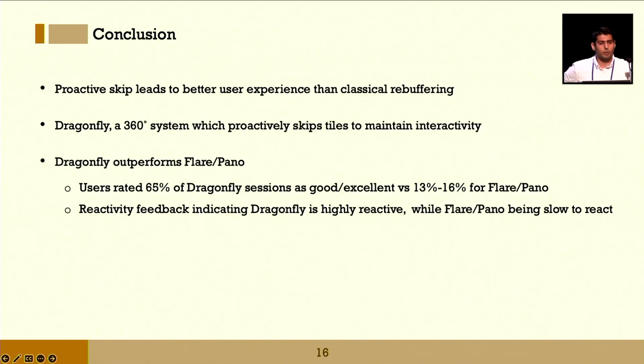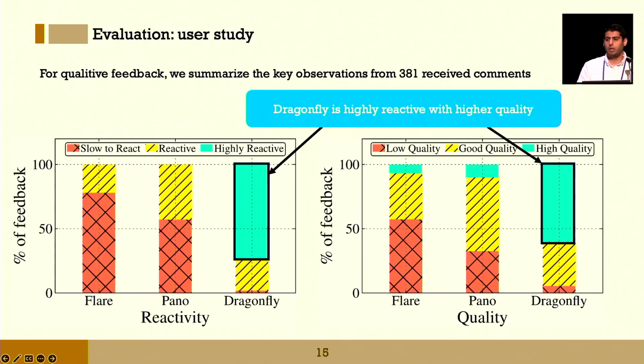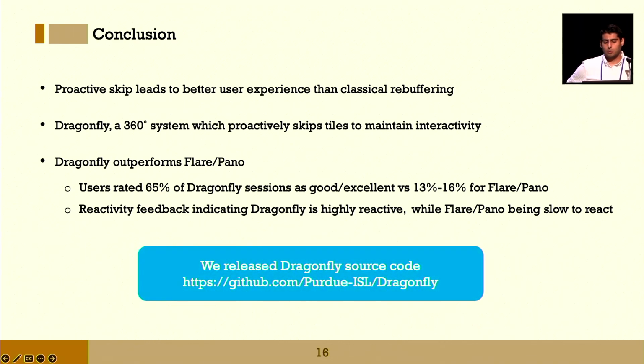To conclude, we show that proactive skipping leads to a better user experience than the classical rebuffering followed by the current approaches. For that, we propose Dragonfly, a system completely designed for proactive skipping in order to maintain interactivity. And we briefly showed the results from our user study, where the majority of users favored Dragonfly sessions, while only the minority favored Flare and Pano. The reactivity feedback indicated that most of the time Dragonfly was highly reactive, while Flare and Pano were slow to react. Lastly, we are also releasing the source code for Dragonfly and all other systems in our evaluation, so please have a look at it.